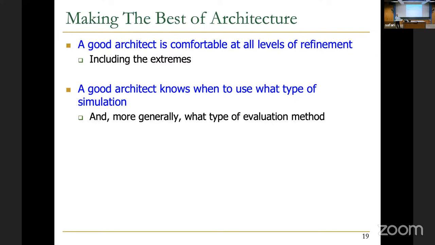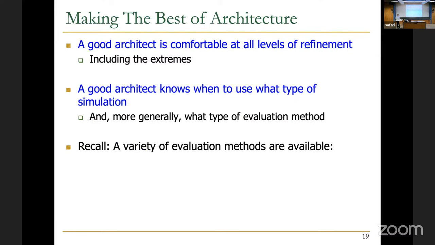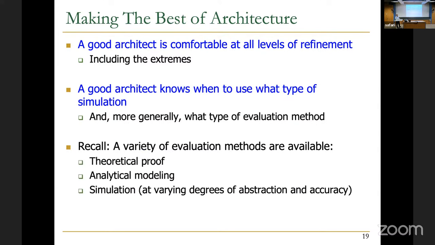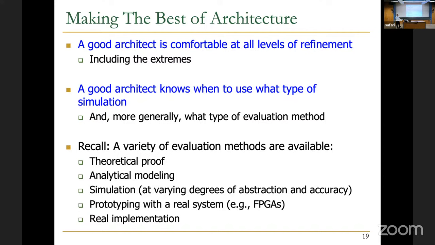And I would say that more generally, what type of evaluation method? Recall that we have a variety of evaluation methods, like theoretical proof, analytical modeling, simulation, prototyping, and real implementation. And a good architect should understand at every point which method of evaluation makes sense. For example, when you want to show that a design is secure, you really cannot show the security of your design by simulation, because there could be some corner cases that make your design insecure. So people are looking for proof that shows that the design is secure.